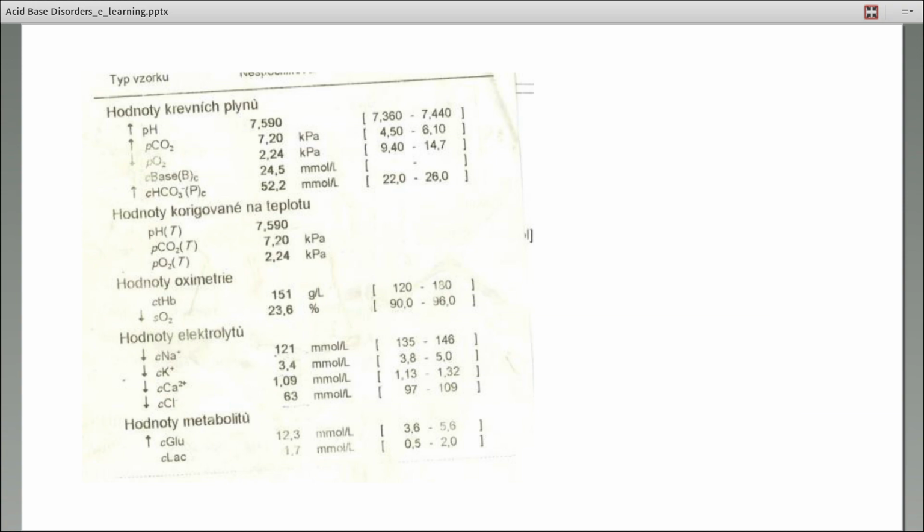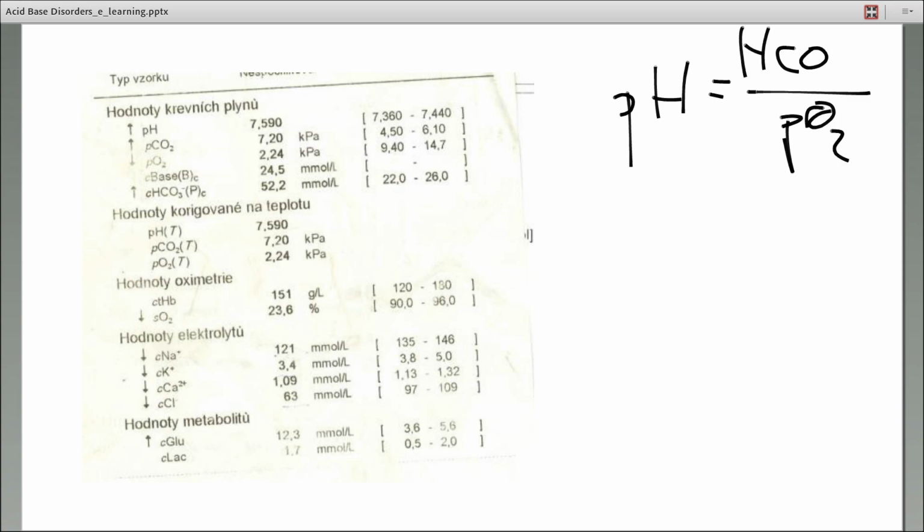And the last disorder we are going to talk about is metabolic alkalosis. Again, metabolic alkalosis as a metabolic disorder, we have to look for minerals in plasma to be able to classify it and analyze it.